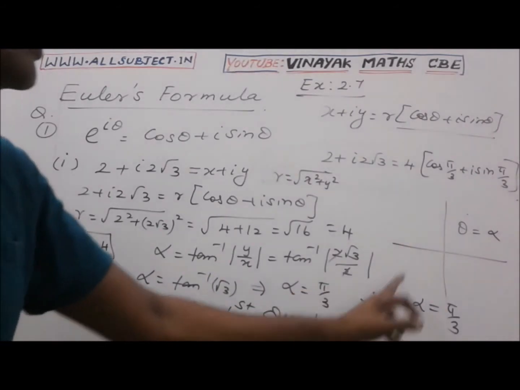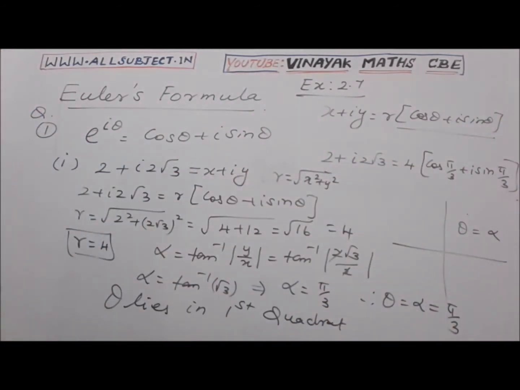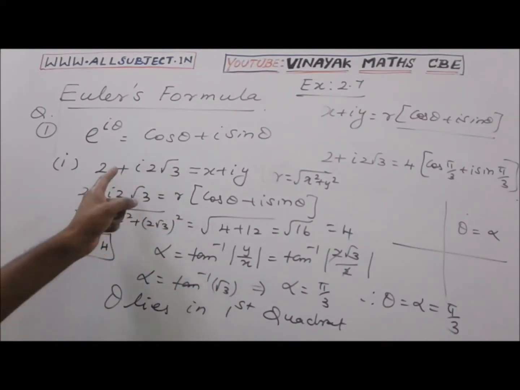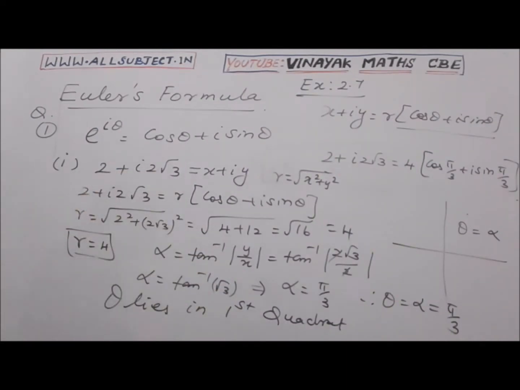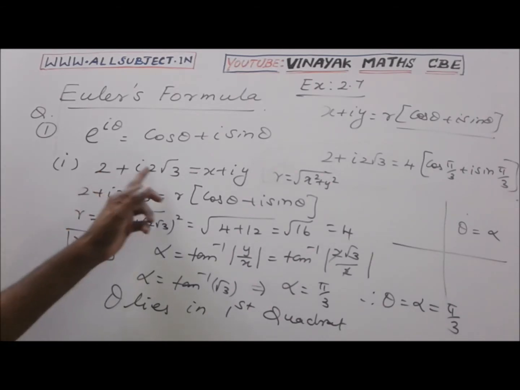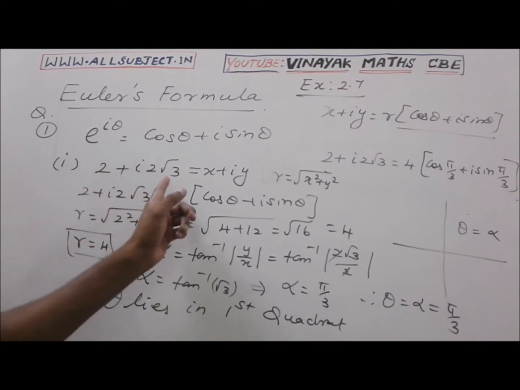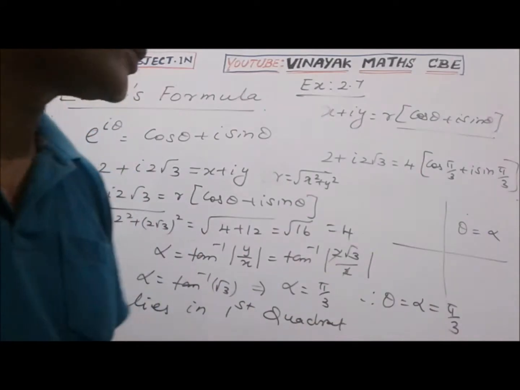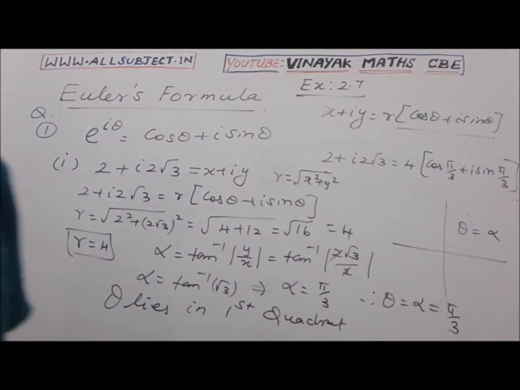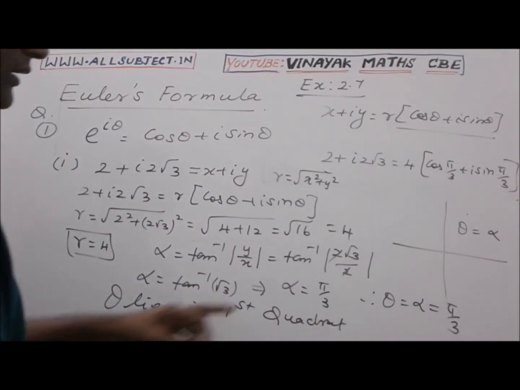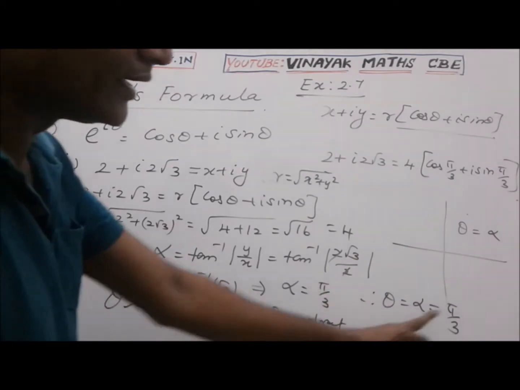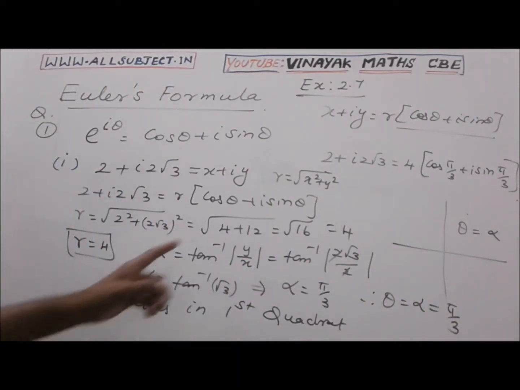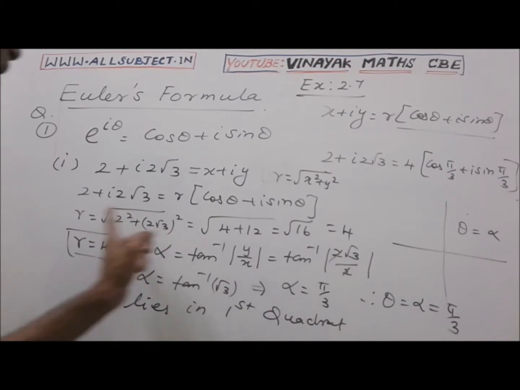Now we need theta to substitute here. To find theta, we check which quadrant the complex number lies in. Both the real and imaginary parts, 2 and 2 root 3, are positive. That means the complex number lies in the first quadrant. If it lies in the first quadrant, the theta value equals the alpha value. So alpha and theta are equal, theta equal to pi by 3. Substituting r and theta, here r equal to 4.